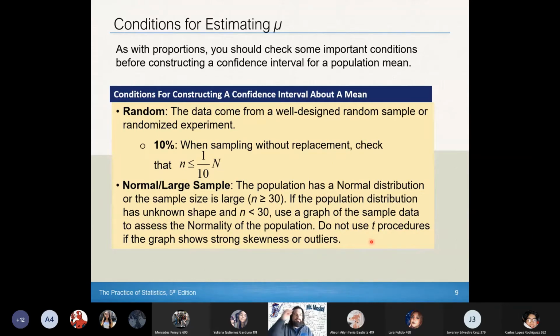Okay. So again, if we don't know what shape the parent population is and the sample size is small, less than 30, then we have to graph the sample data and decide if it is strongly skewed or has severe outliers. Right? If those things exist, then we cannot use this process.